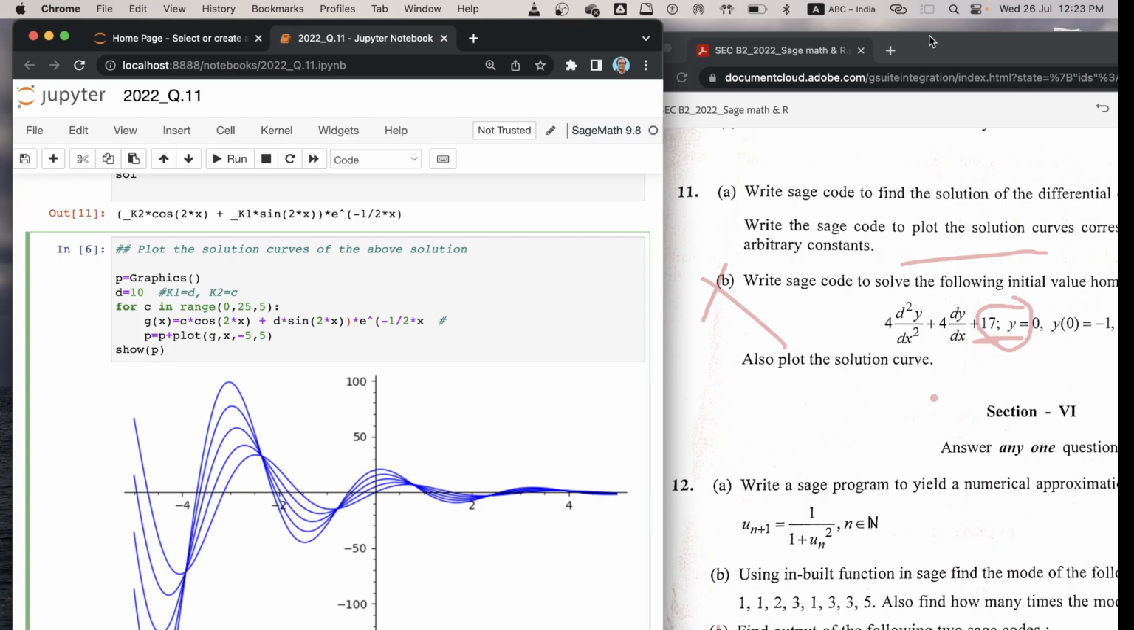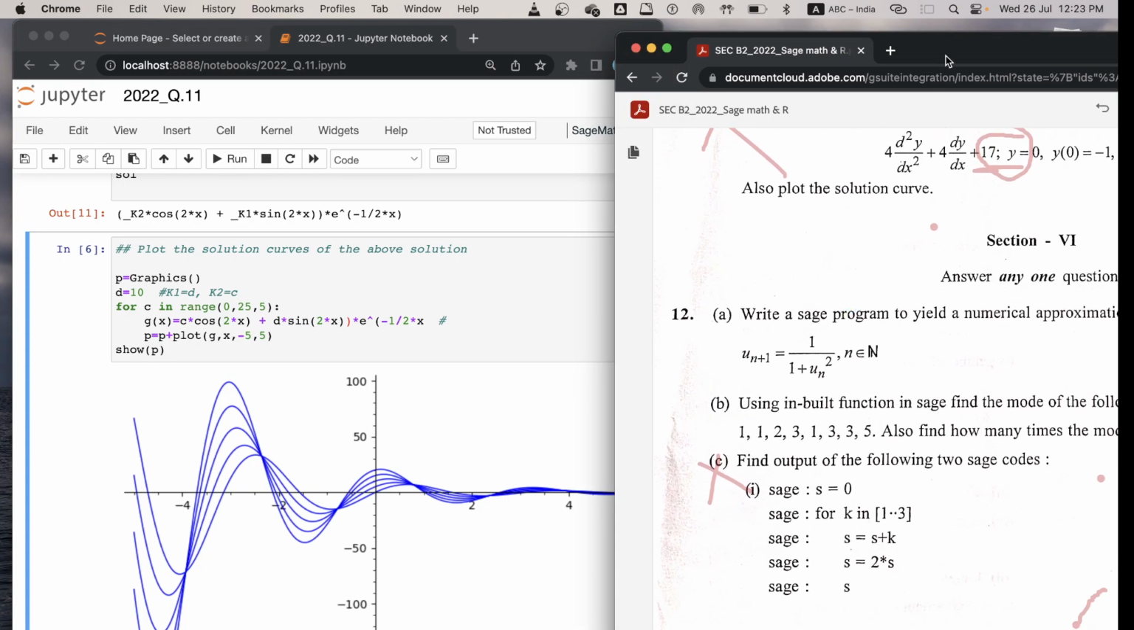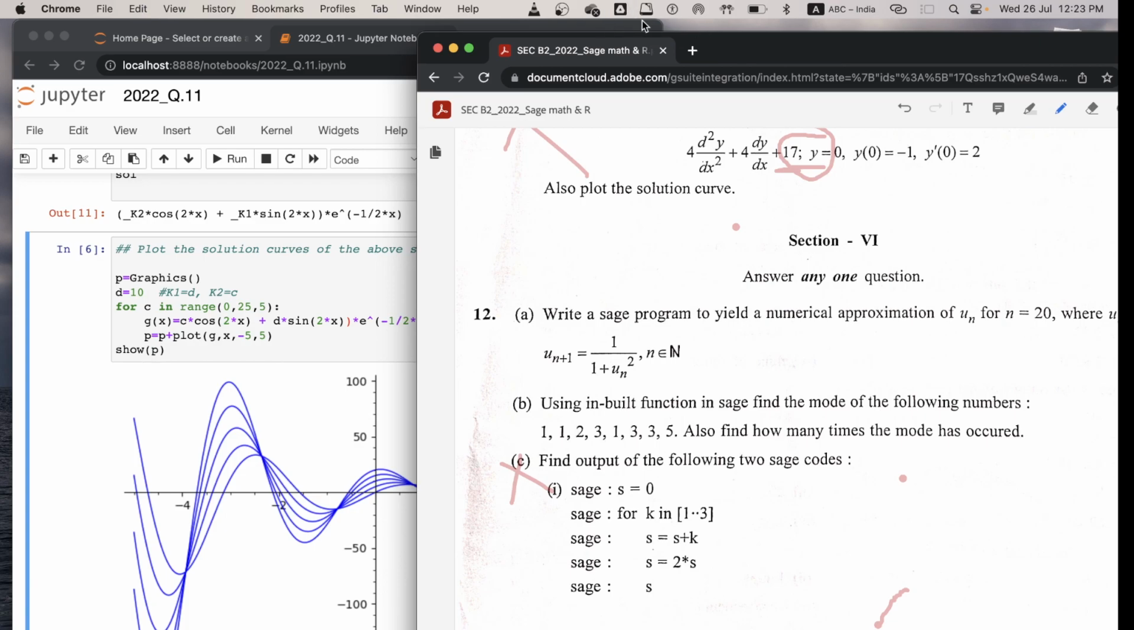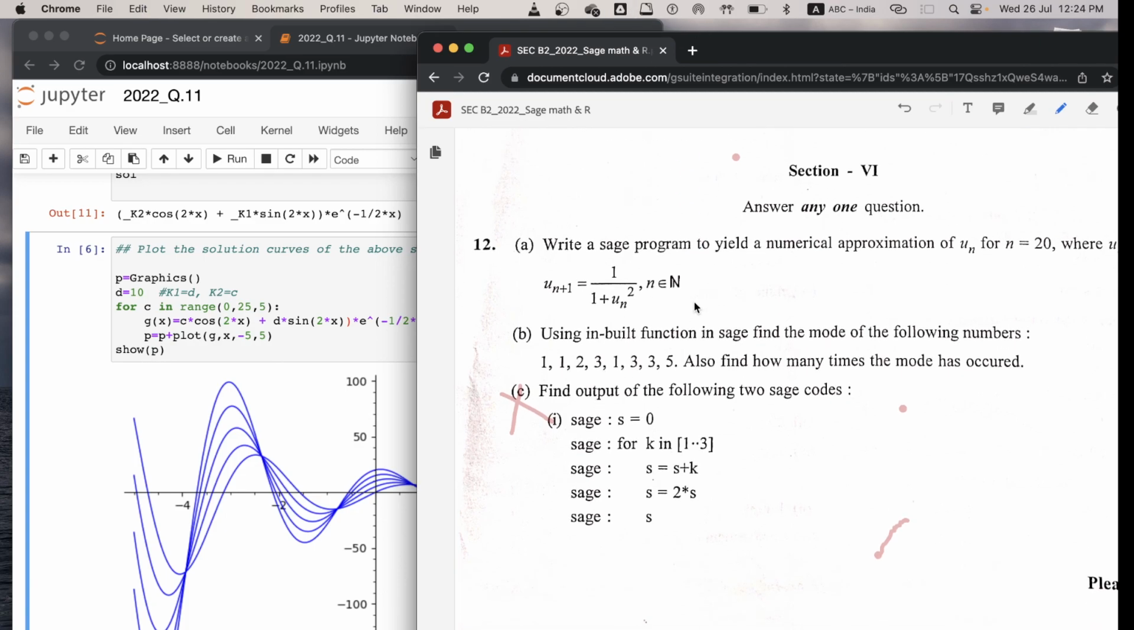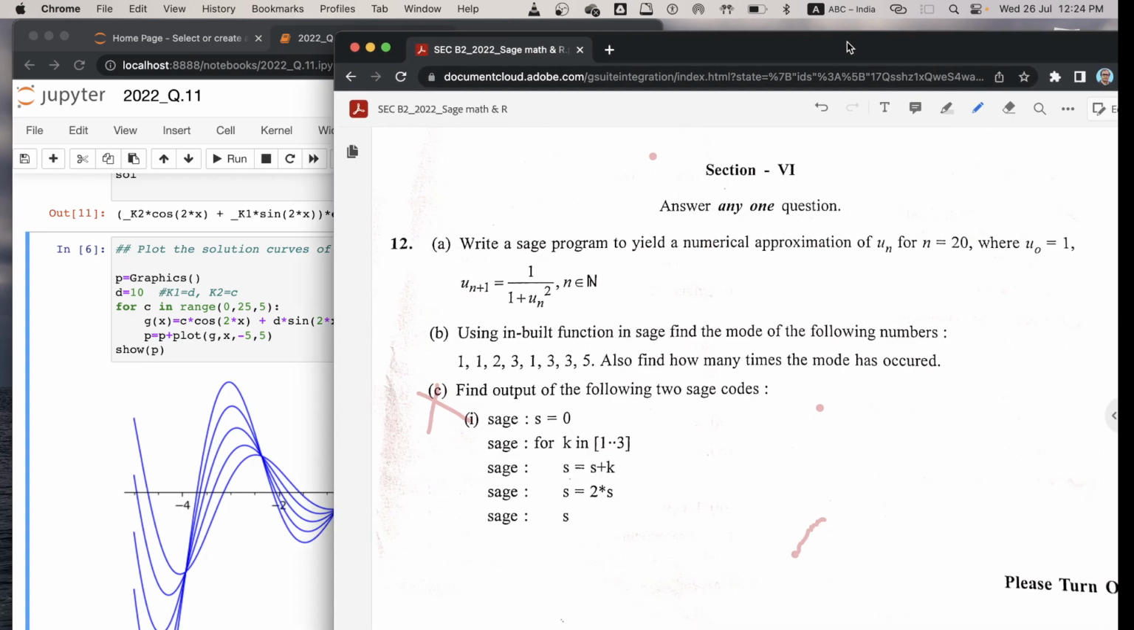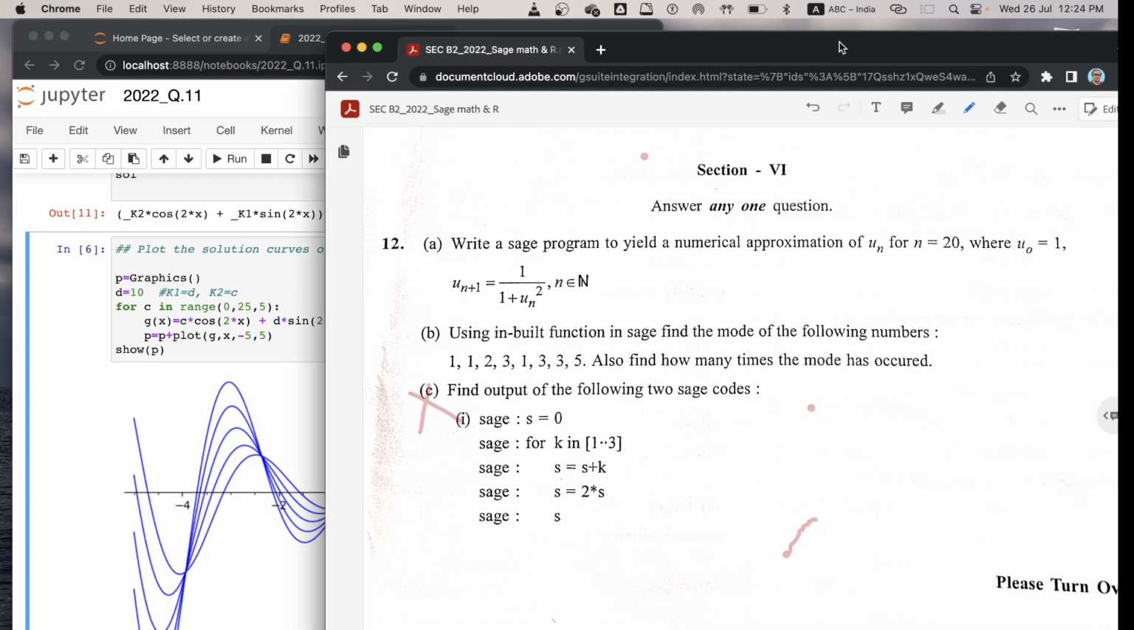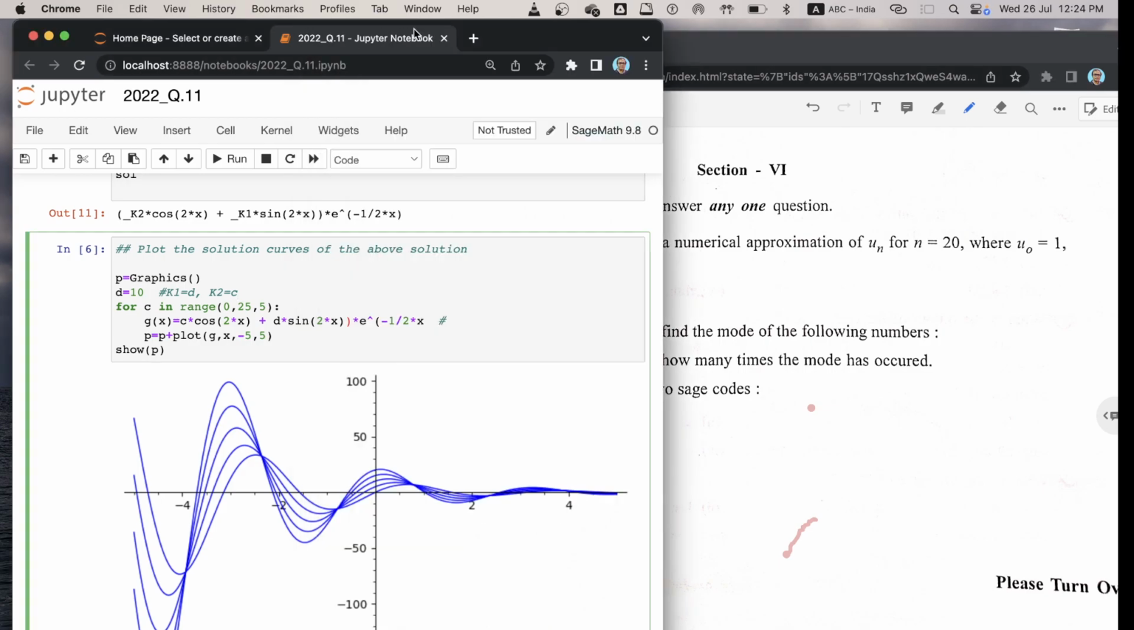Next question, 11b. Write a Sage program to yield a numerical approximation of u_n for n equal to 20, where u_0 equal to 1, u_{n+1} equal to 1 by 1 plus u_n square, n belongs to natural numbers. Question 12.